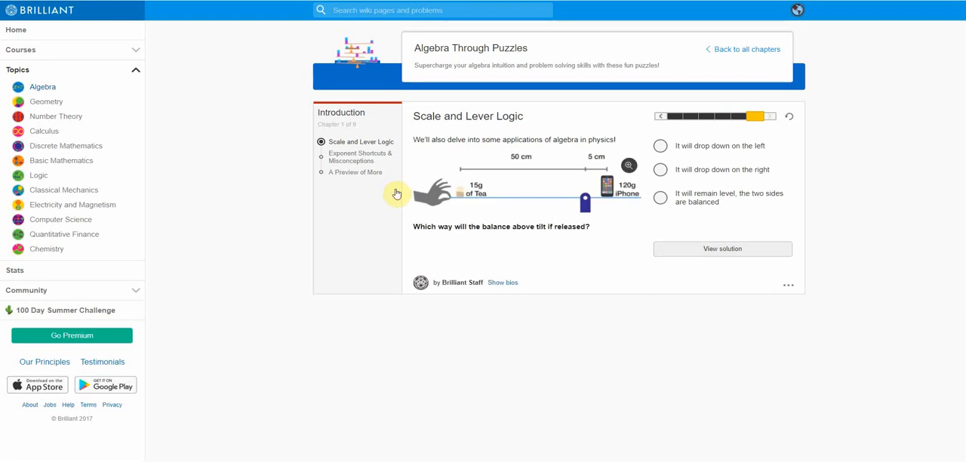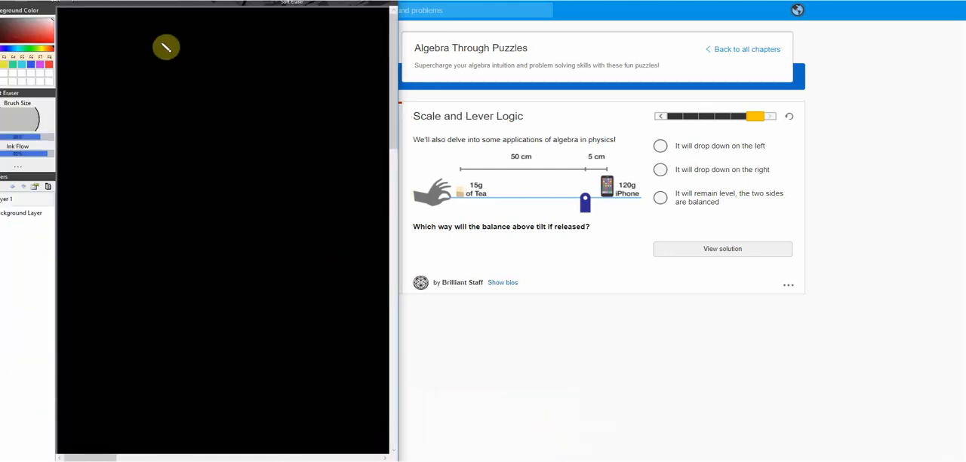Scale and Novalogic. We also delve into applications of algebra and physics. Okay, so this must be just the introductory chapter. I mean, yeah, it says right there, introduction. Which way will the balance above tilt if released? Okay, so this is a fun one. I haven't done one of these problems in a long time, actually.